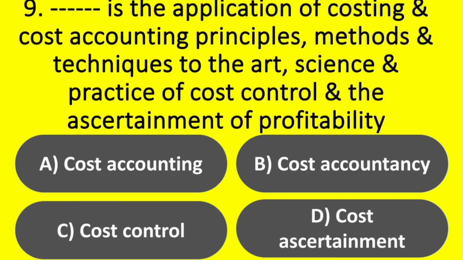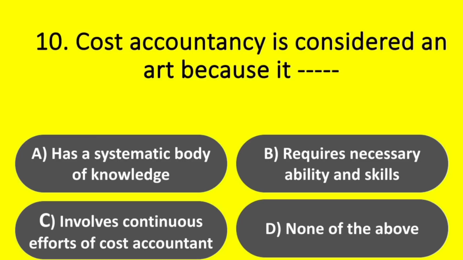Question. Dash is the application of costing and cost accounting principles, methods and techniques to the art, science and practice of cost control and the ascertainment of profitability. Option A, Cost accounting; option B, Cost accountancy; option C, Cost control; option D, Cost ascertainment. Answer: option B, Cost accountancy.